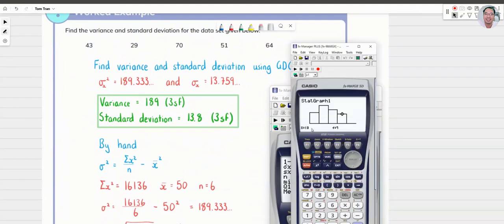With the calculator, I need to delete all the data here first. Go right up to list one, go up to the beginning here, and then click the delete button. Delete the whole list. Yes. Now we type in the values.